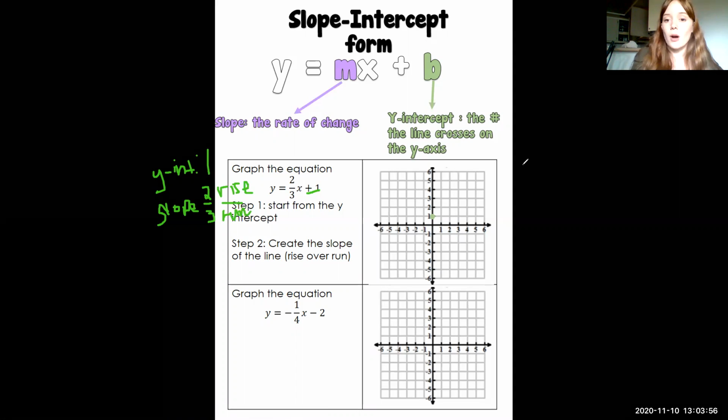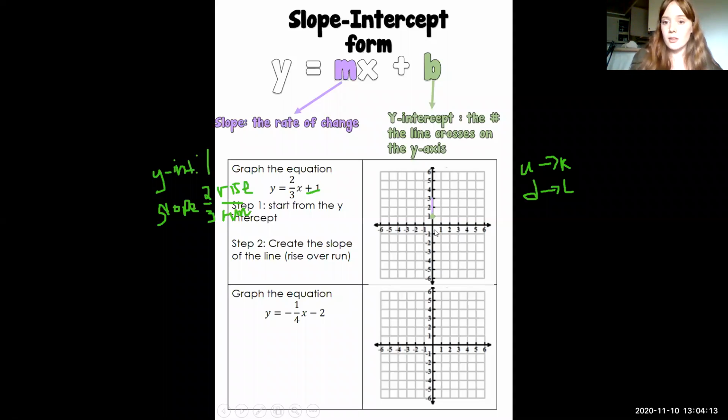Positive slopes go up and to the right, or they go down and to the left. Those are your two choices for positive slope. So we're going to start at this point, and we're going to go up 2 and to the right 3 to get our next point. We need to have at least 3 points on our graph to make our lines. So we need to go up 2 again and run 3. Now we have our y-intercept and 2 other points, so we can draw our line.